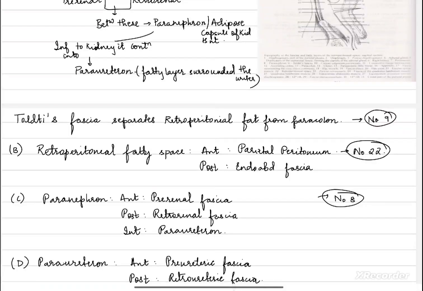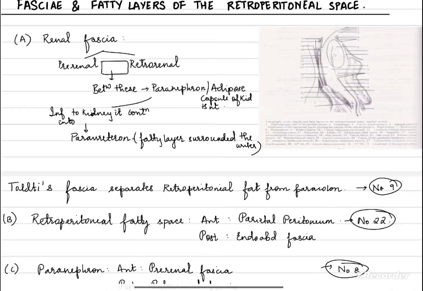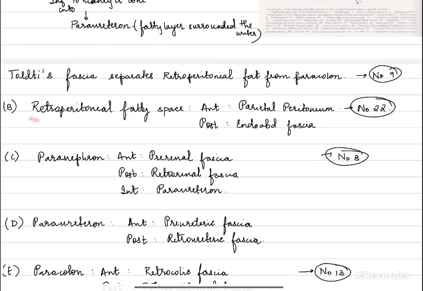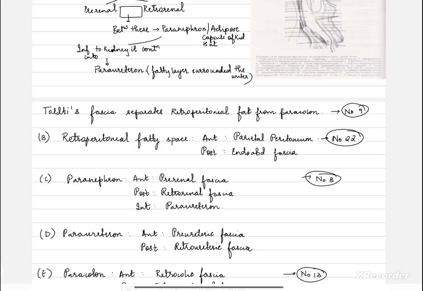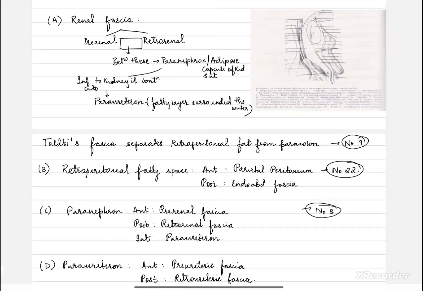Fine. Now there is one Toldt fascia, which separates the retroperitoneal fat from paracolon. Now in this diagram, if you see this ninth color, it is called Toldt fascia. See this. Fine. Next is retroperitoneal fatty space. Anteriorly there is parietal peritoneum and posteriorly endoabdominal fascia.